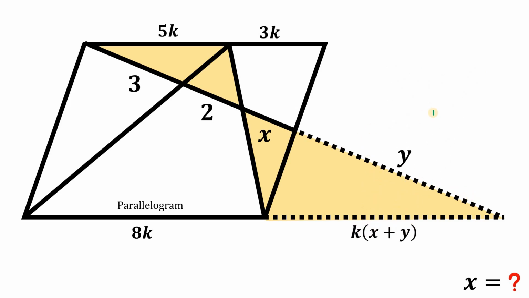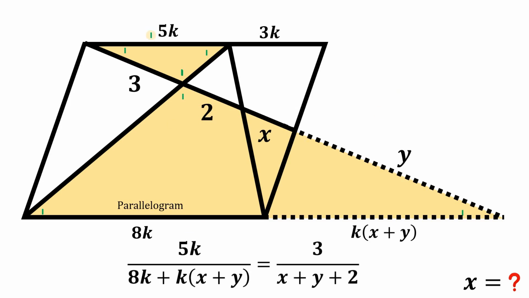Now, another similar triangle is these two triangles. These two angles are equal for sure. These two angles are equal, and these two angles are equal. So using AAA similarity, these two triangles are similar. And using the fact that they are similar, we can use the ratio of their corresponding sides. So we have 5k over 8k plus k times x plus y equals 3 over x plus y plus 2.